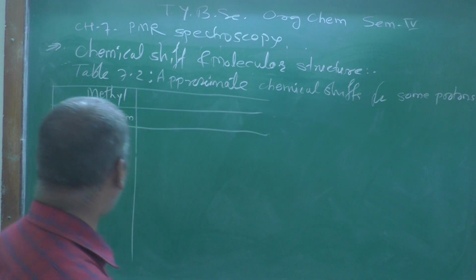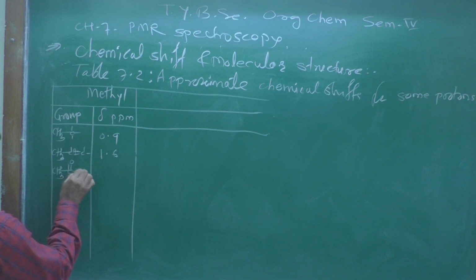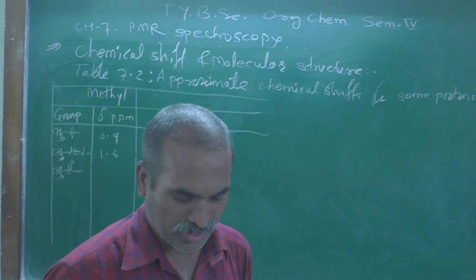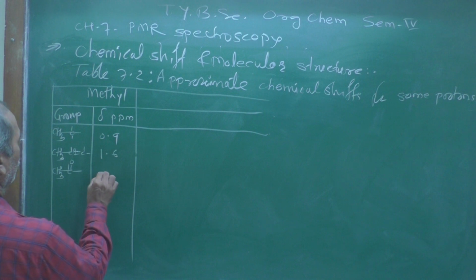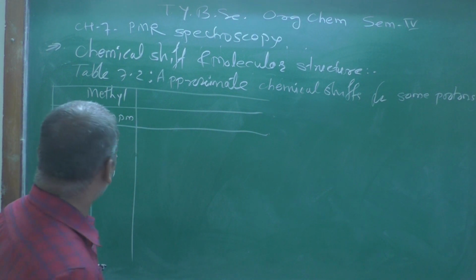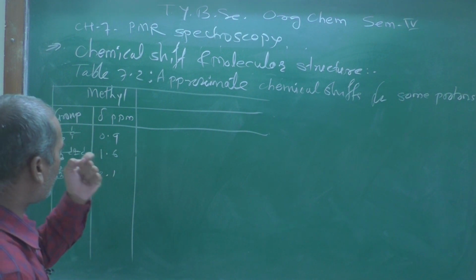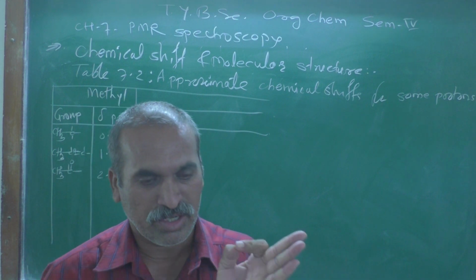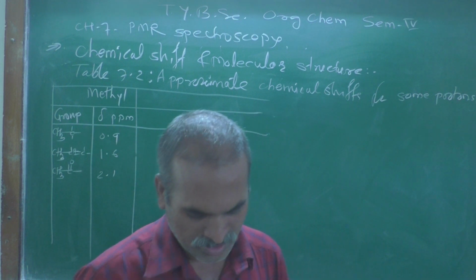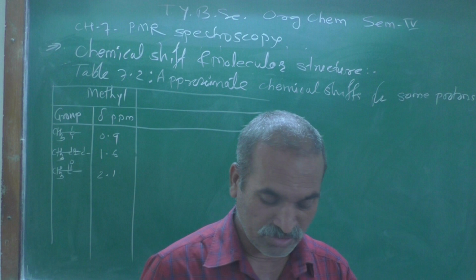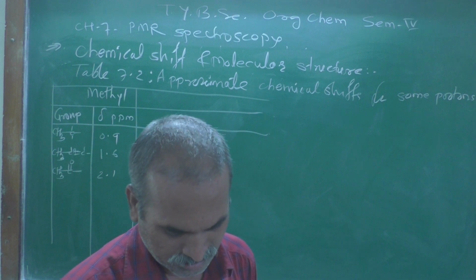Now consider the methyl group further attached to a carbonyl group, and at that time the chemical shift value is found to be 2.1. Look, all these are similar methyl groups, but their attachments are different and their chemical shift values are also different. Why is this so? That is the explanation we learned while studying the examples.